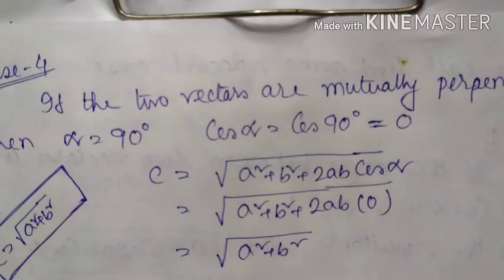Now case 4. If the two vectors are mutually perpendicular, then alpha is equal to 90 degree, cos alpha is equal to cos 90 degree, that is equal to 0. Using this value of cos alpha, we can find C is equal to root over of a square plus b square. This fourth case depends on the angle and magnitude of the vector.